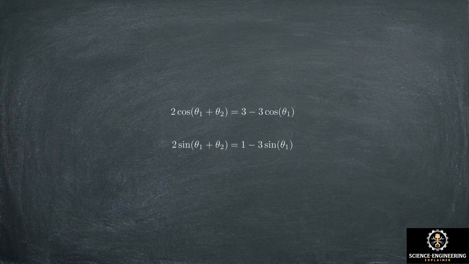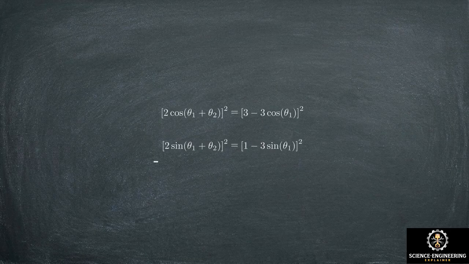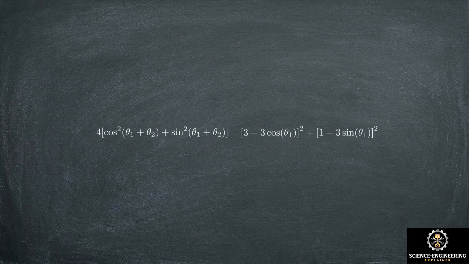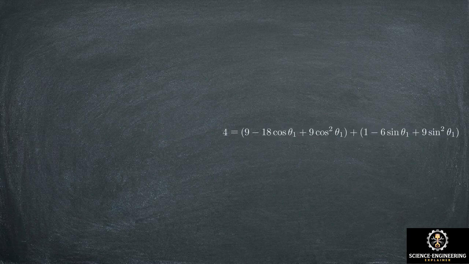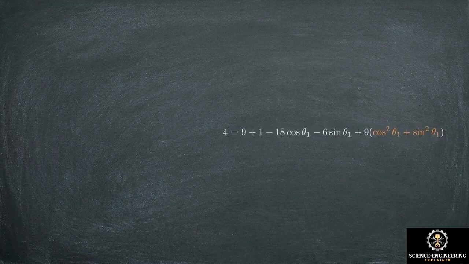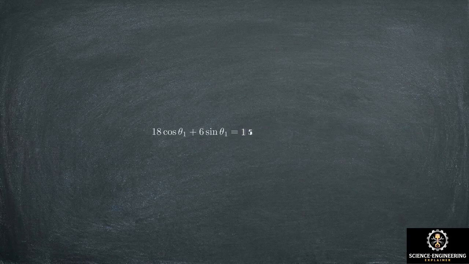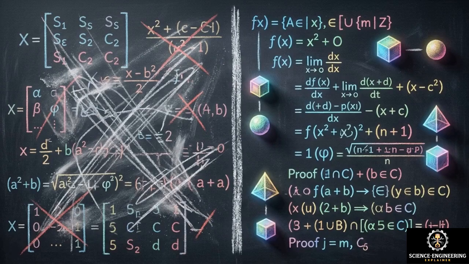To isolate variables, we stack the equations, square both sides, and add them together. This exploits the Pythagorean identity, sine squared plus cosine squared equals 1, stripping out complex variables. The polynomial condenses perfectly: 18 cosine theta 1 plus 6 sine theta 1 equals 15. Rigorous algebraic reduction is a mandatory preliminary step. You cannot solve for individual motor commands until the joint parameters are fully isolated from one another.